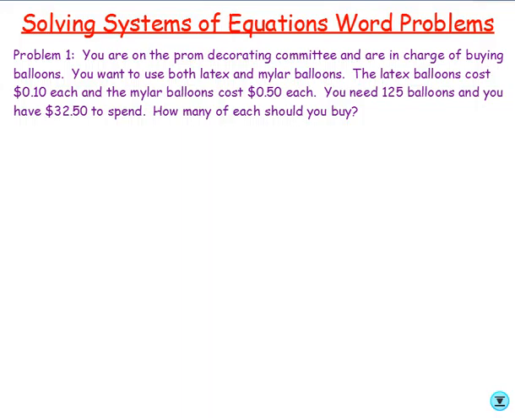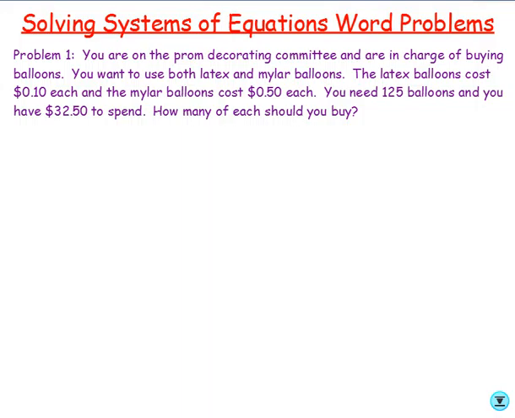So the first and most important thing to do when you are solving a word problem is to read all the way through it from beginning to end without stopping. So you are on a prom decorating committee and are in charge of buying balloons. You want to use both latex and Mylar balloons. The latex balloons cost 10 cents each, and the Mylar balloons cost 50 cents each. You need 125 balloons, and you have $32.50 to spend. How many of each should you buy?